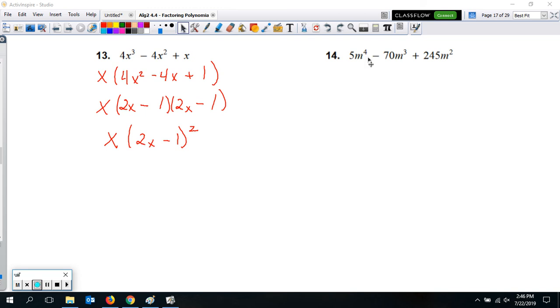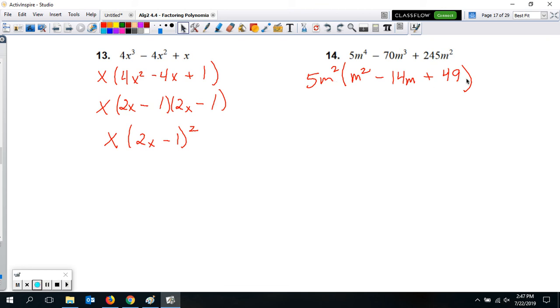Okay, so as far as the GCF, the number can't be any bigger than 5. 5 is the smallest number, so obviously nothing bigger than 5 is going to go into 5. Then 5 can go into 70, 5 can go into 245. So we're going to factor out a 5, and the smallest number of m's is m squared, so 5m squared comes out, leaving us with our first term of m squared. Negative 70 is going to become negative 14m, because we're going to divide it by 5 and take 2 m's out. Divide 245 by 5, it's going to give you 49, and m squared comes out completely, so it's just the 49.